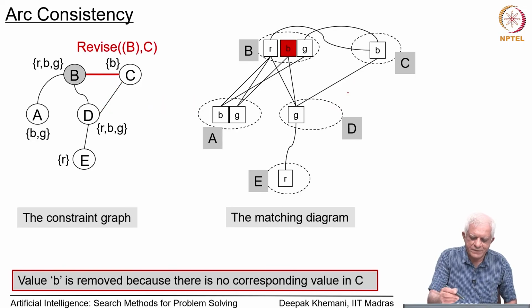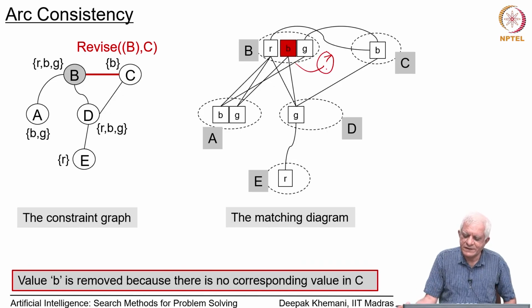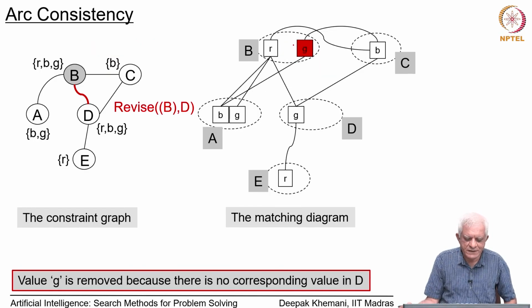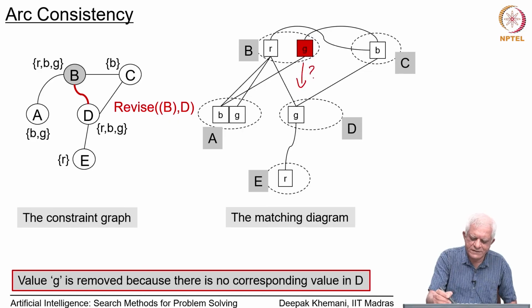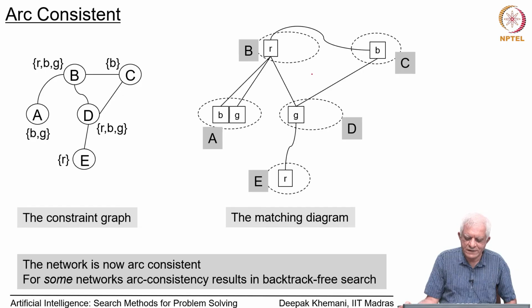Then you revise B with respect to C, and you can see that this value B does not have a corresponding value in C. Remember that the values must be different essentially. So, if you are going to color region B as blue, C must get some other color, but this problem says it does not have one. So, you remove B from there, and when you revise G with respect to D, again the same problem occurs, and you remove that essentially.